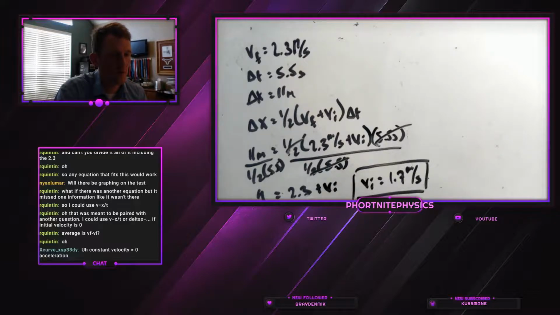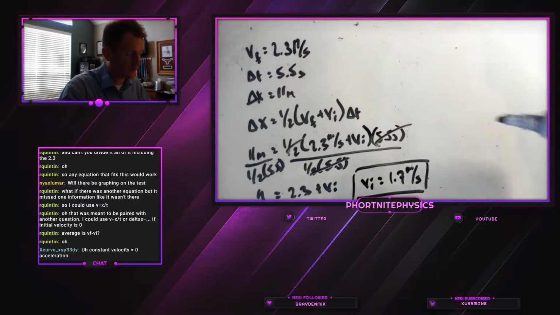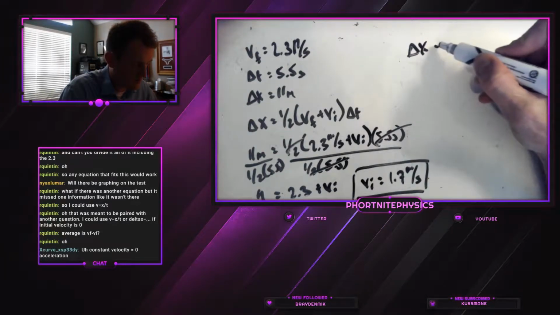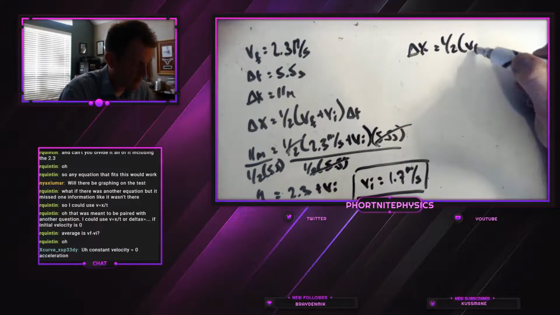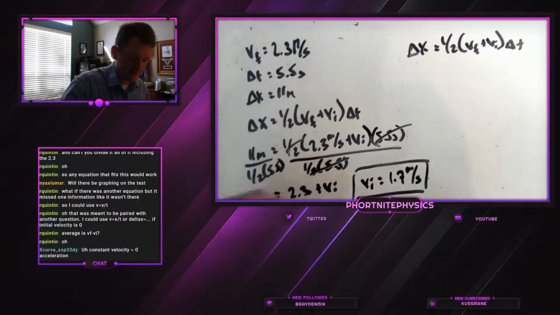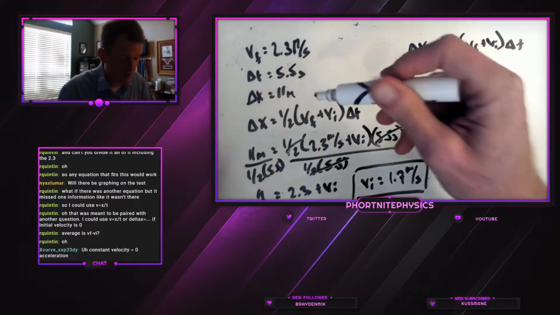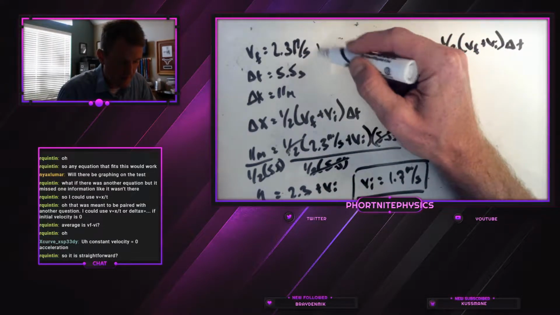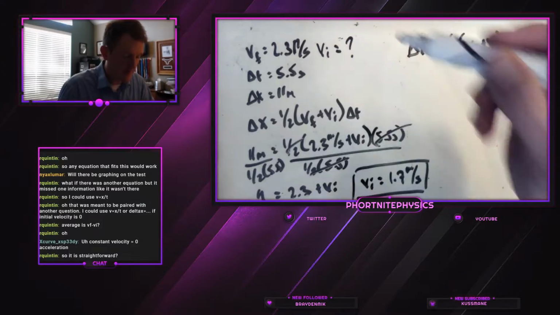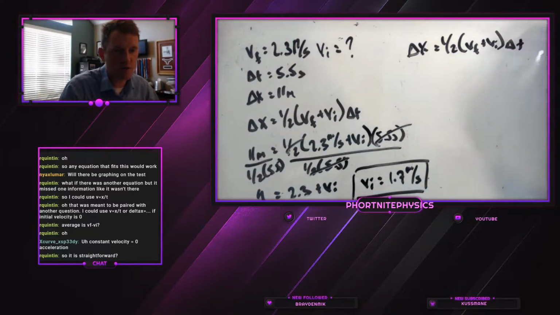Anyway, like I said, I'm really reluctant to give you more if-you-do-this-then-you-do-this rules, because the equations kind of speak for themselves a little bit. The reason I used this equation is because we were looking for VI. We were trying to solve for initial velocity. And so what I needed was an equation.